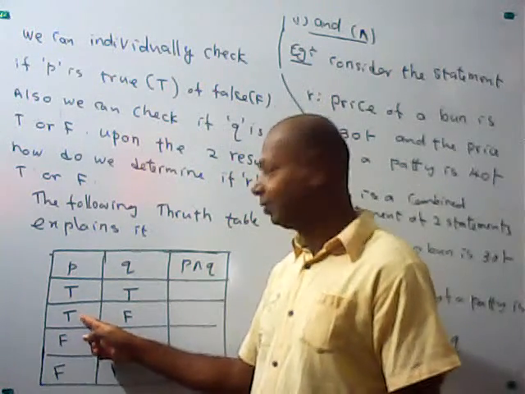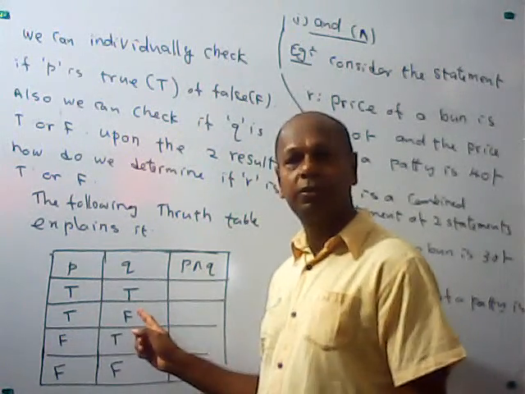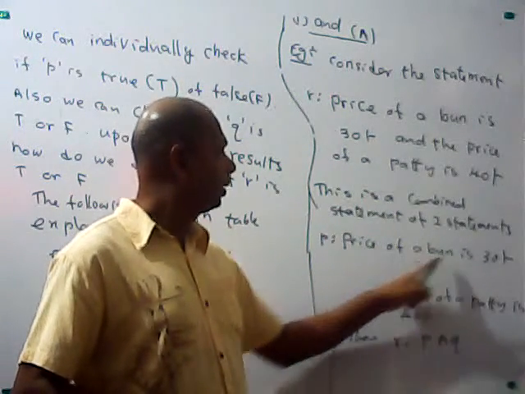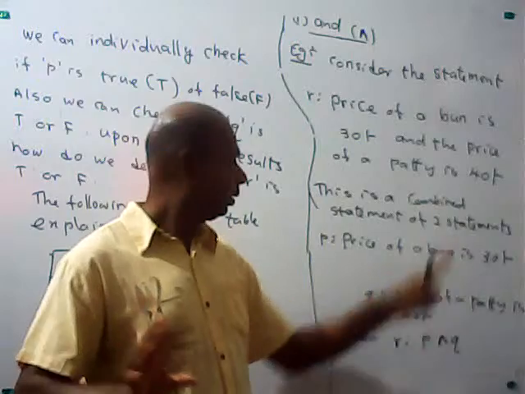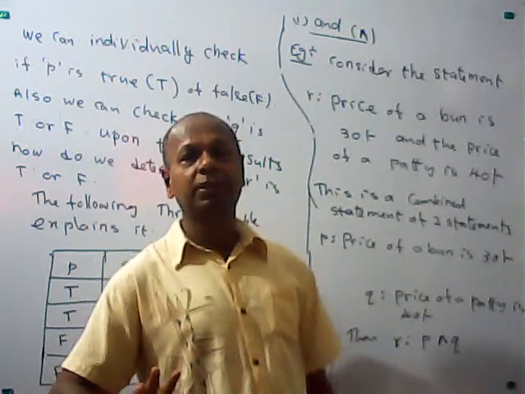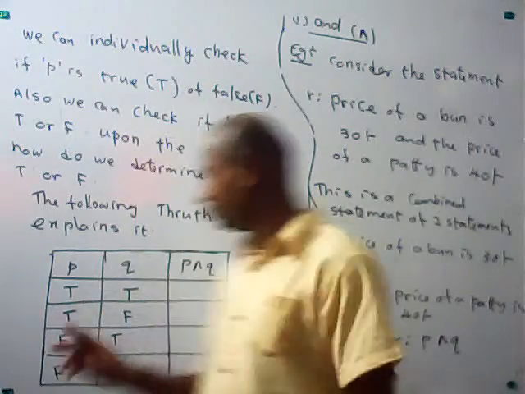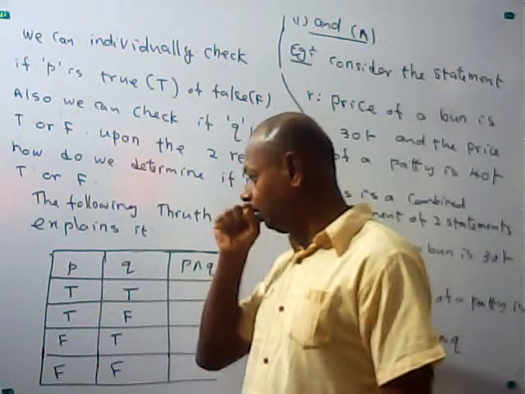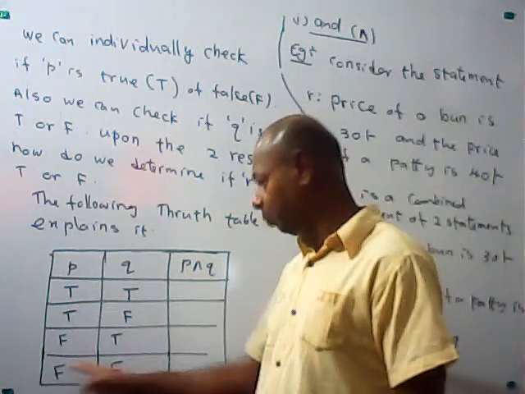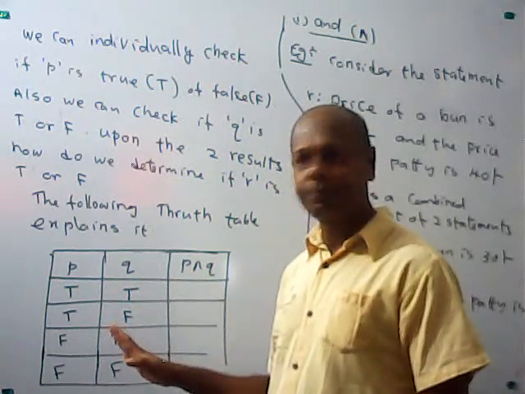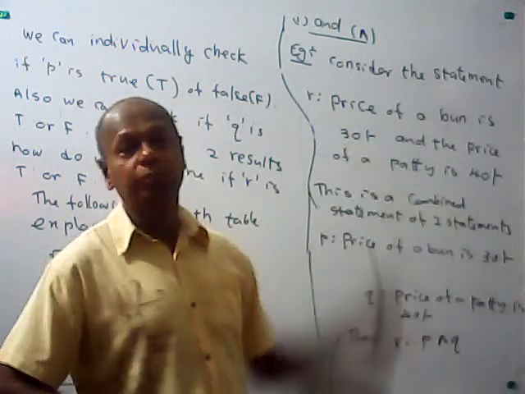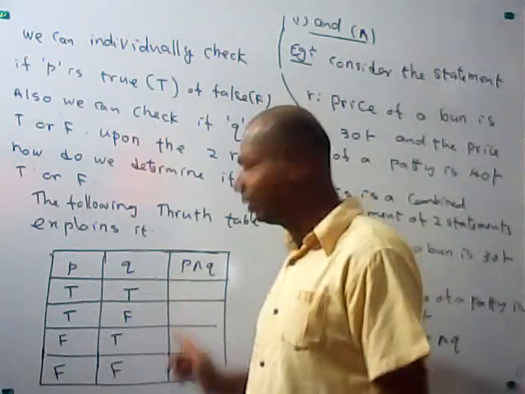The second case is P is true, Q is false. The price of a bun is 30 rupees, it is true. But the price of a patty is not 40 rupees, it is 45. So P is true, Q is false. Or another possibility, P is false, Q is true. And both the statements are false. Upon them, how do you determine whether R is true or false? So here there are 4 cases.